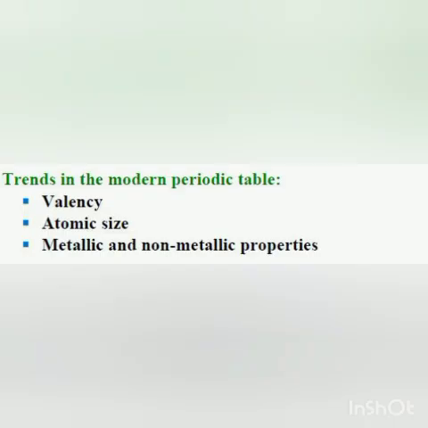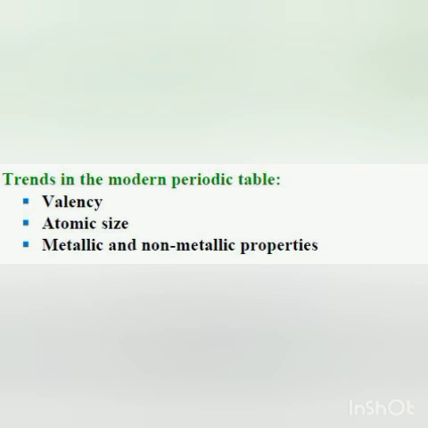Now come to next topic, that is trends in the modern periodic table. Valency. What is valency? Valency is the number of electrons gained, lost or shared. Okay. Now all the elements of the same group, they have same valence electrons, so they will have same valency also.